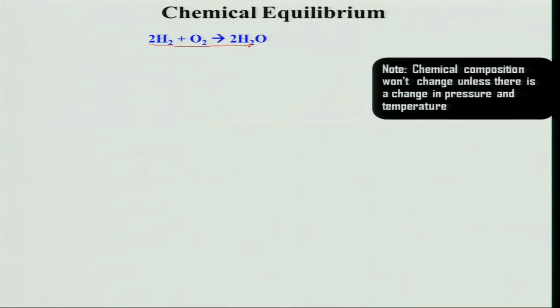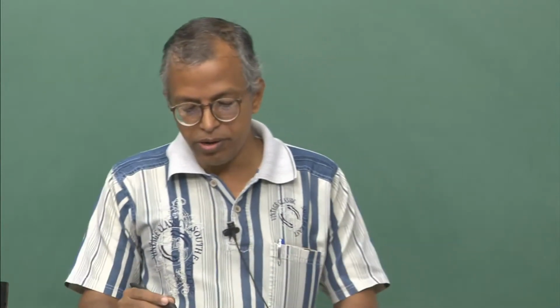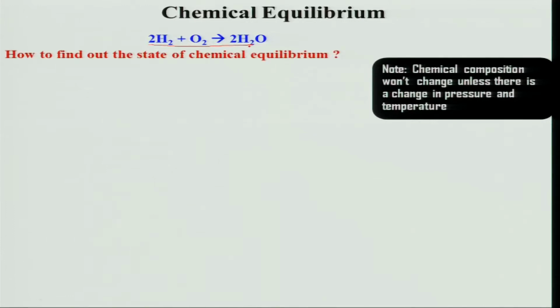Now, how to go about it? We are interested in knowing the composition, because our objective is to determine the adiabatic temperature. Unless I know the composition, I cannot estimate the adiabatic temperature. Unless I know the adiabatic temperature, I cannot estimate the composition of the product. So, how to go about it? What will we have to do? We will basically have to find out the state of equilibrium, how far it has reached equilibrium.